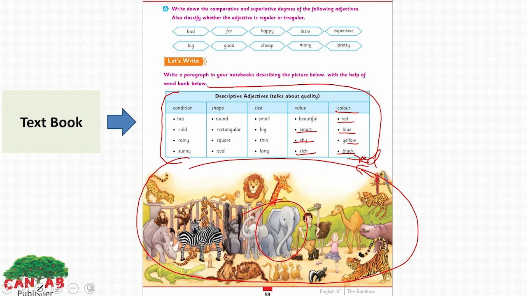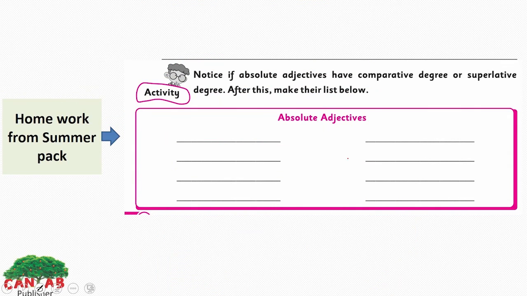We have so many animals here. You can see lots of animals today, and the boy and girl too. It's kind of a zoo picture. This is your homework from the summer pack.